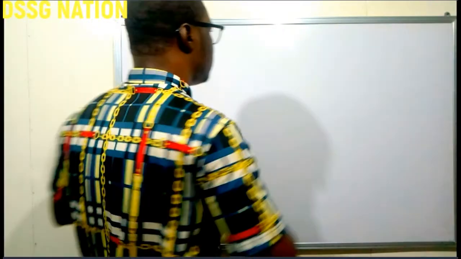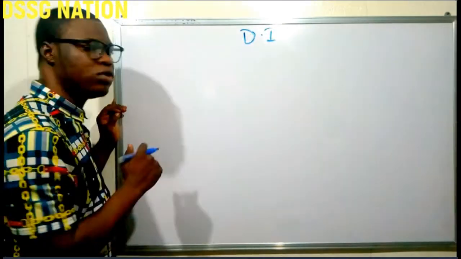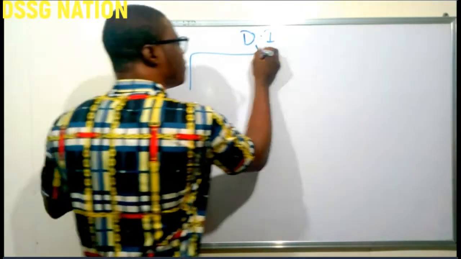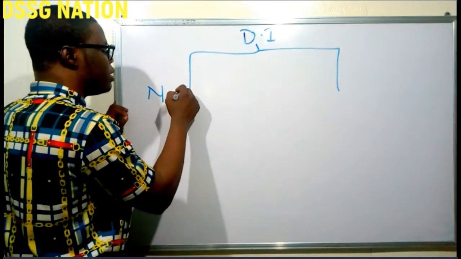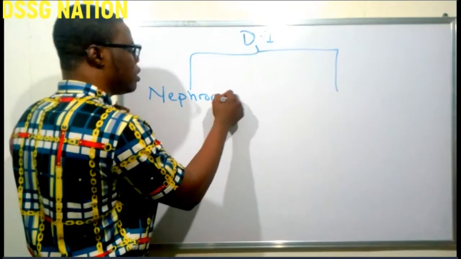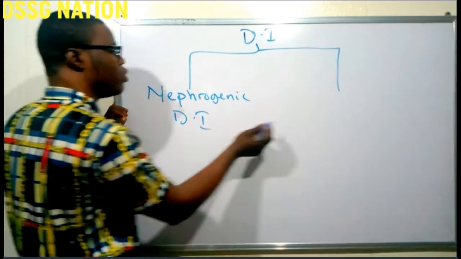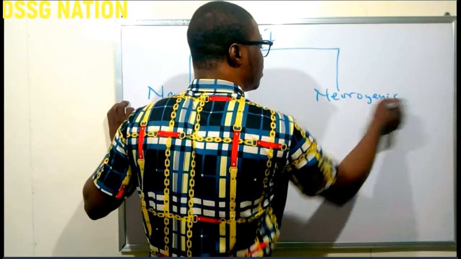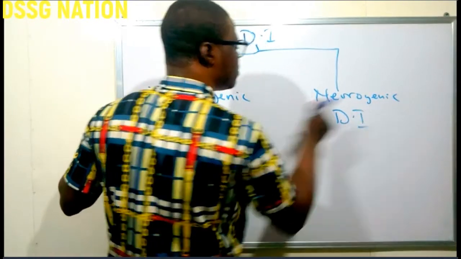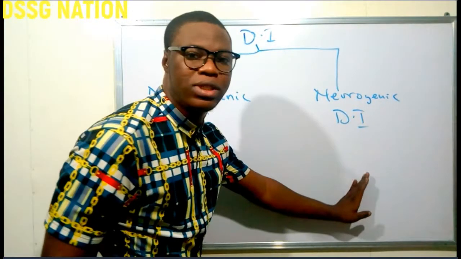Yeah, well done. So now we are going to talk about the types of diabetes insipidus. Majorly we have two types. The first one is called the nephrogenic diabetes insipidus, and the second one is called the neurogenic diabetes insipidus. Now, what is the meaning of nephrogenic? What is the meaning of neurogenic?